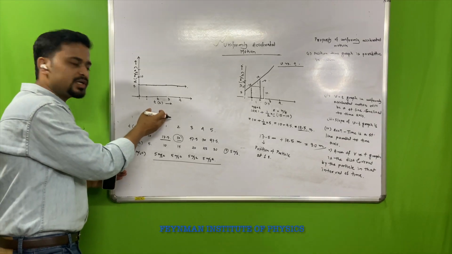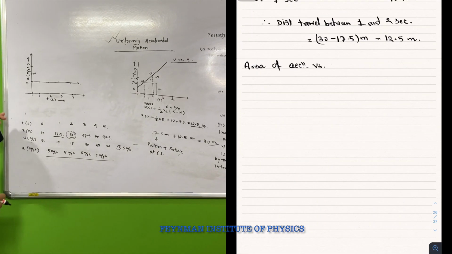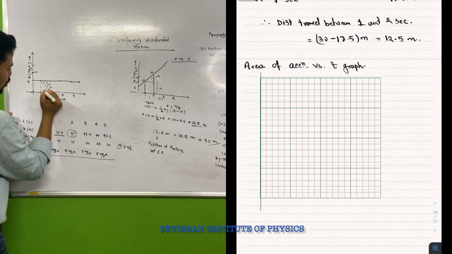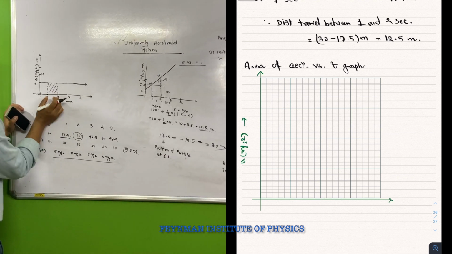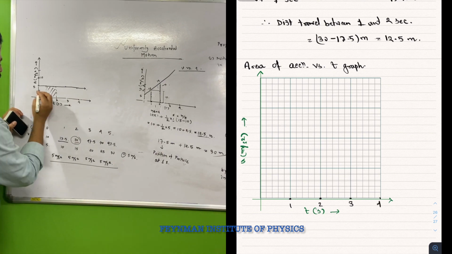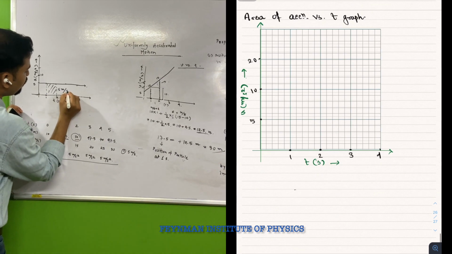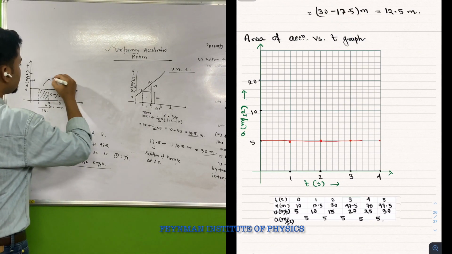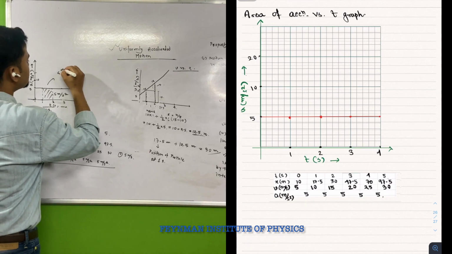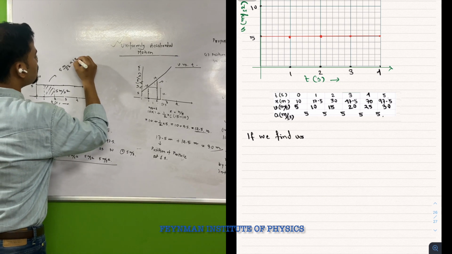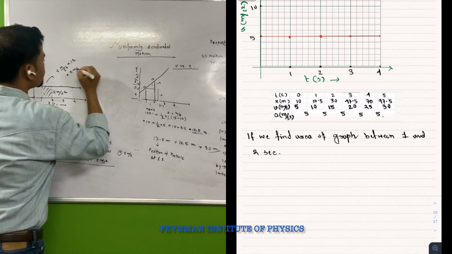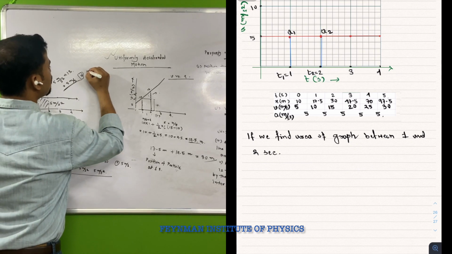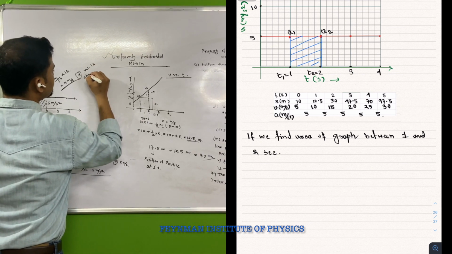Now we will calculate what is the area of the acceleration versus time graph. So suppose again in between 1 and 2 seconds we need to find the area of this bounded portion. What is the area of this bounded portion? Length into breadth, height into breadth. Its height is 5 meter per second square and its breadth is 2 minus 1, that is 1 second. If we multiply it, you get 5 meter per second square into 1 second, so you will get 5 meter per second. Now what is this? This is the rate at which velocity is changing.